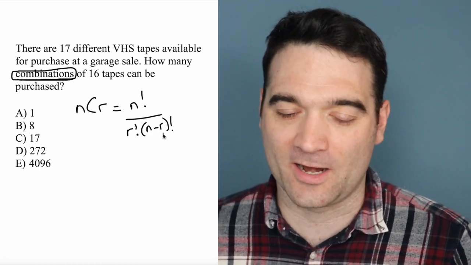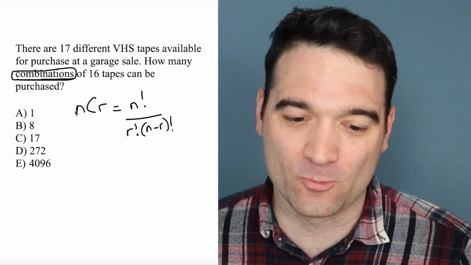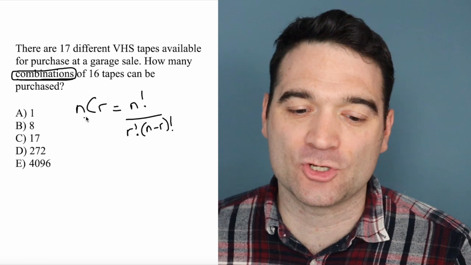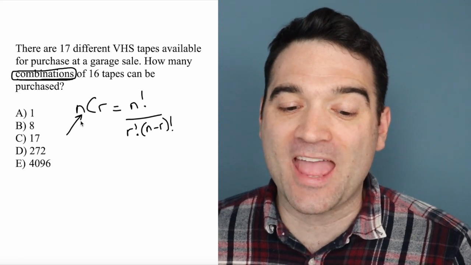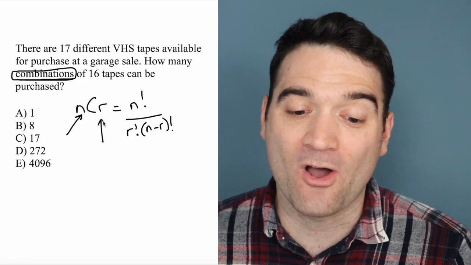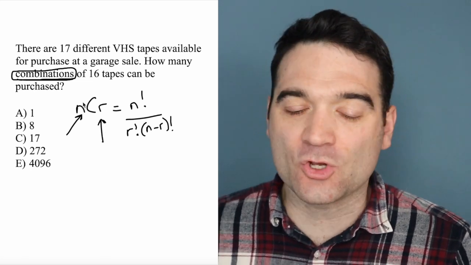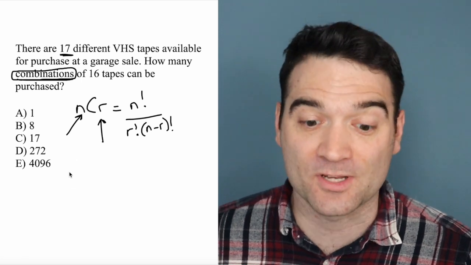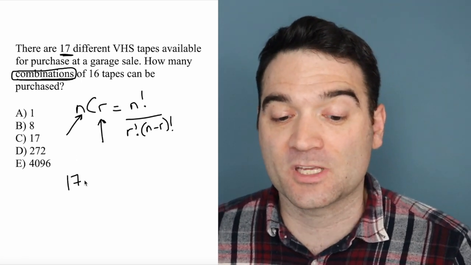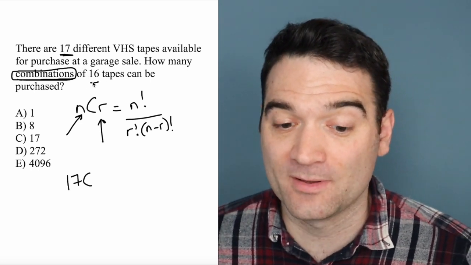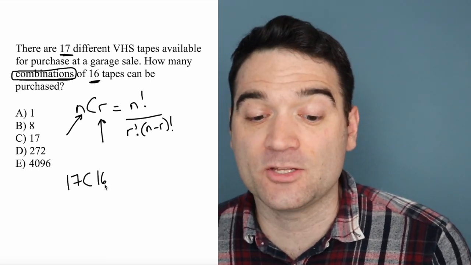Okay, well, a lot going on here. So let me just run through what these mean. This is the way to calculate how many combinations I can make if I have n items to choose from and I want to choose r of them. So in this case, how many items do I have to choose from? I have 17. There are 17 options on the table. So it's going to be 17 choose, how many do I want to choose in each group? Well, 16. So it's going to be 17 choose 16.